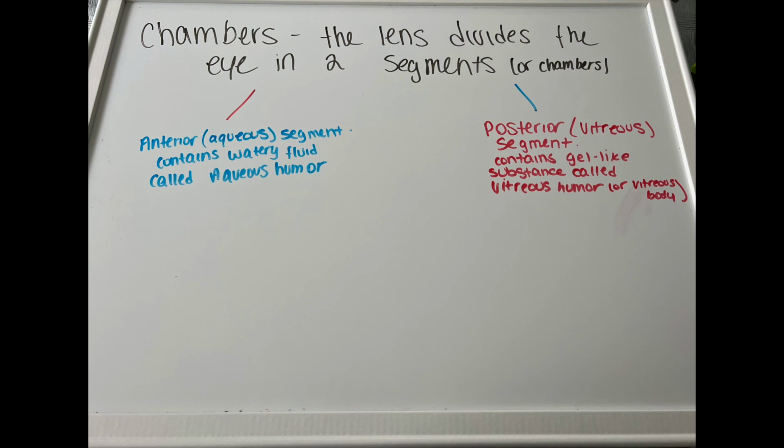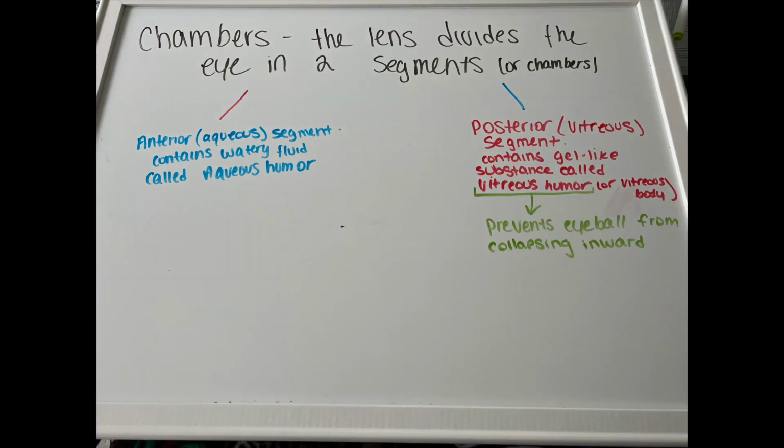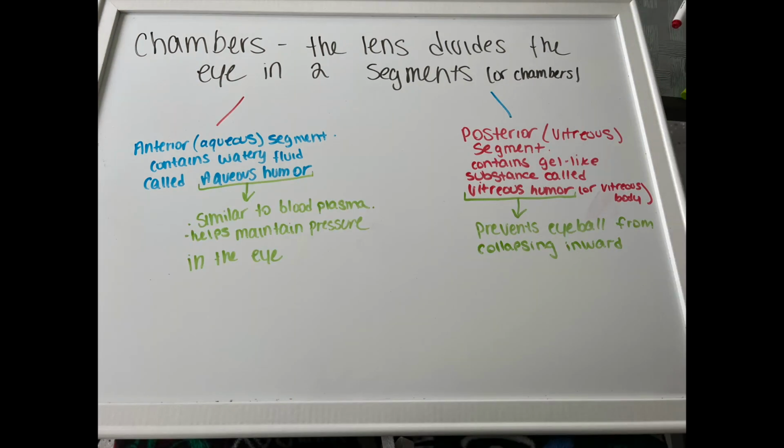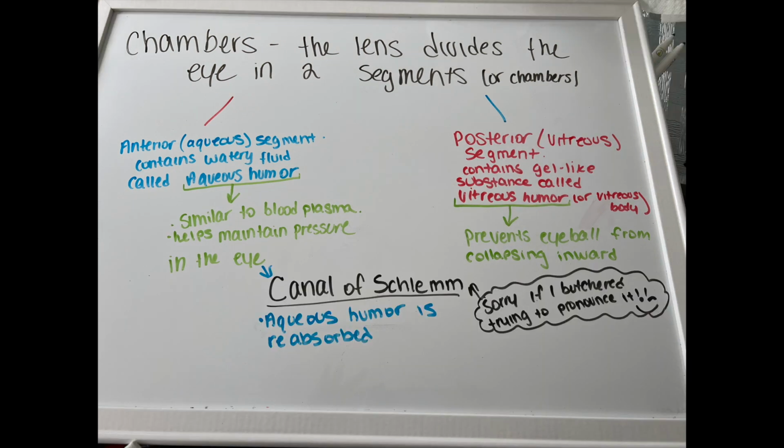or the vitreous body. Vitreous humor helps prevent the eyeball from collapsing inward by reinforcing it internally. The aqueous humor is similar to blood plasma and is continually secreted by a special region of the choroid. It helps maintain intraocular pressure, or the pressure inside the eye. Canal of Schlemm. Aqueous humor is reabsorbed into the venous blood through the scleral venous sinus, which is located at the junction of the sclera and the cornea.